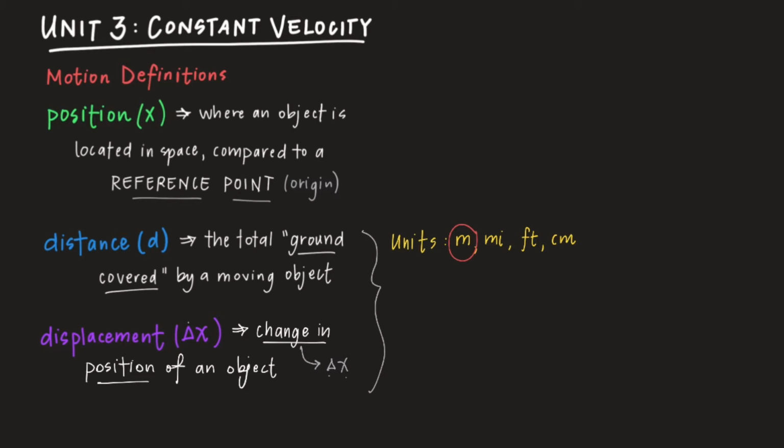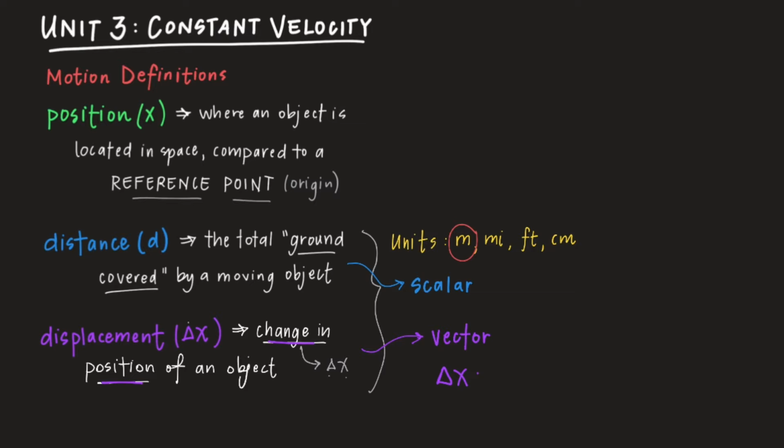But the key difference between these ideas is that distance is a scalar. It doesn't matter which direction you're traveling in as long as you're covering ground in distance. But displacement is a vector. It does matter which direction you're going in because you're taking into account the change in position. And again, that change in position is represented by that delta x. Right, change in position, delta means change.